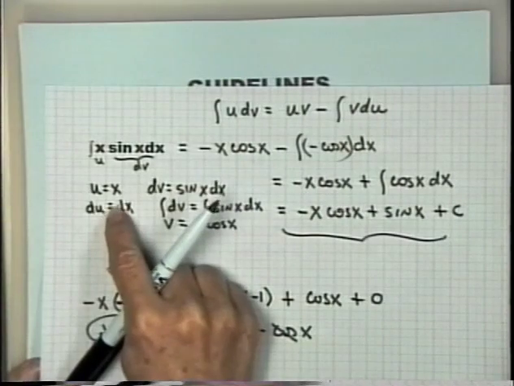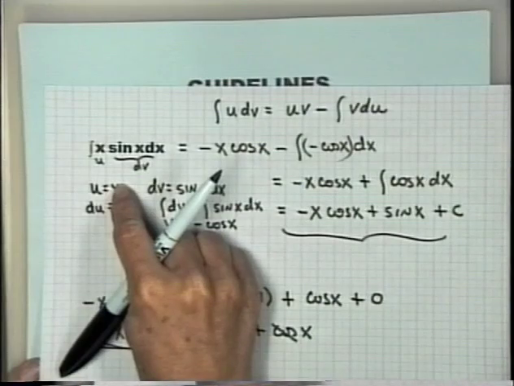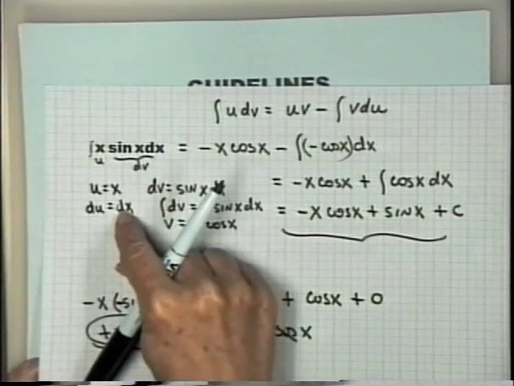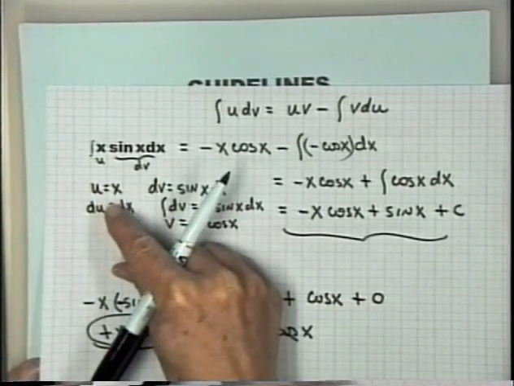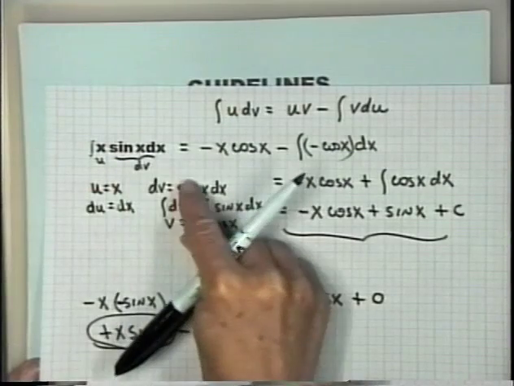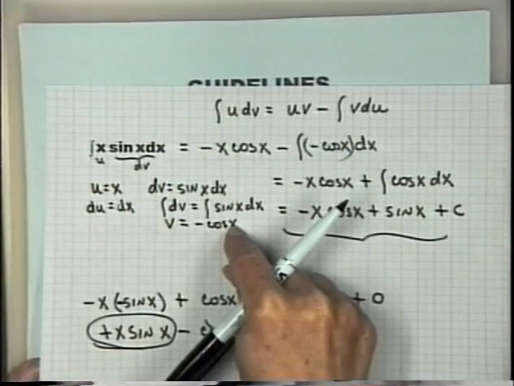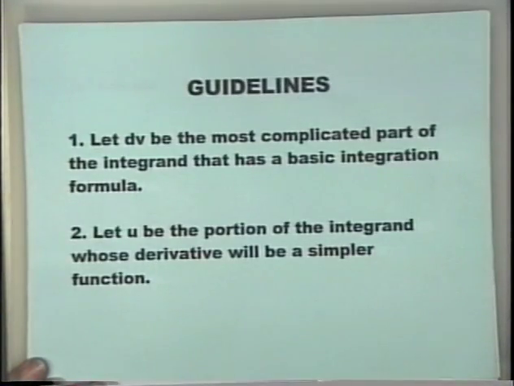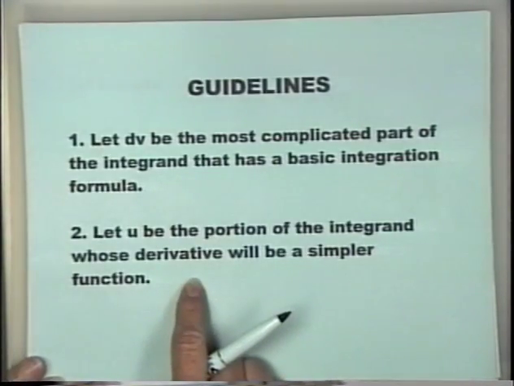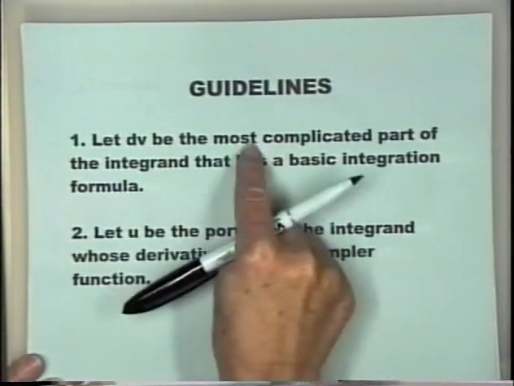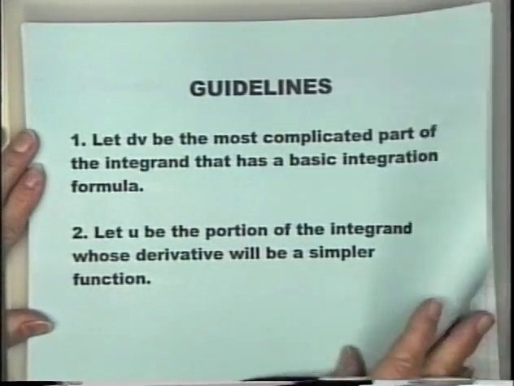Notice in this example that I just did, by choosing u to be x, the derivative became a 1, which is simpler than just the x. If I had chosen u to be sine x, the derivative of that would have been cosine x. That's basically equal difficulty. It did not get any easier. But sine x, even though it's rather complicated, is a function that I can find its antiderivative of. Okay? So those are our guidelines. We want u so that when we find that du, hopefully it gets easier. We want dv to be complicated if it needs to be. That's all right, as long as we can find its antiderivative.